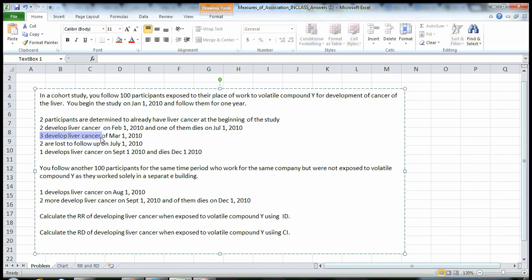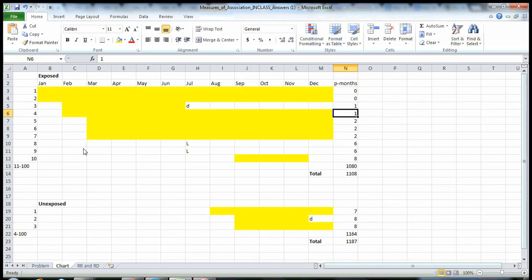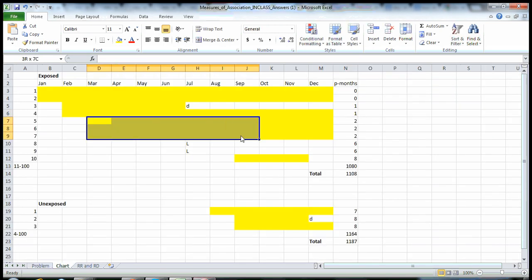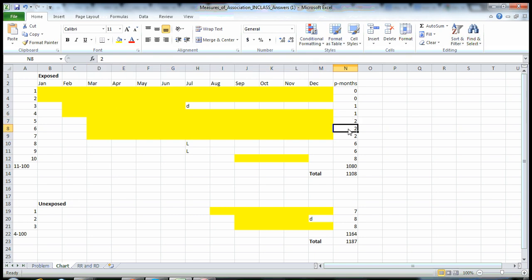Then we have 3 people who develop liver cancer on March 1st. So here we've got our 3 on March 1st. They each develop cancer on March 1st, so they each contribute 2 person months of follow-up.